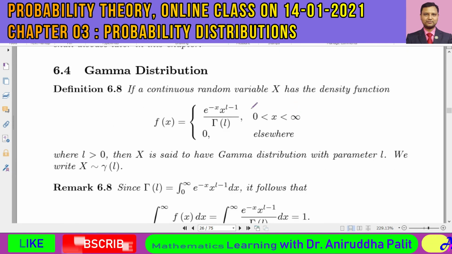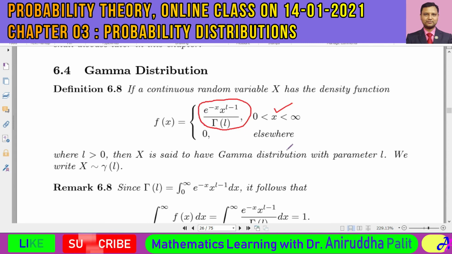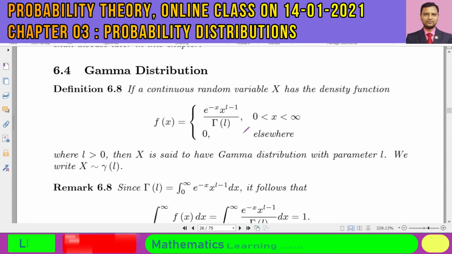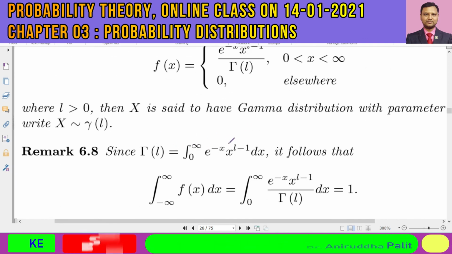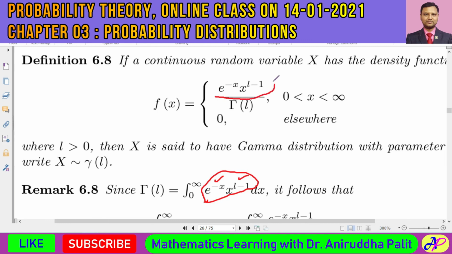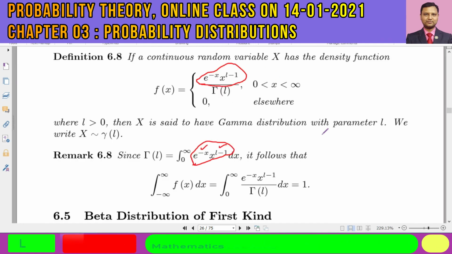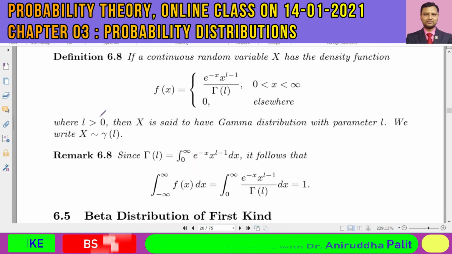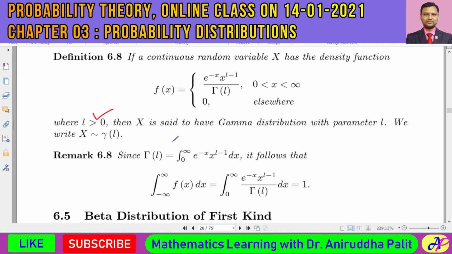Next is the gamma distribution. The gamma distribution has the spectrum from 0 to infinity, and the density function is e to the power of minus x, x to the power of l minus 1, divided by gamma of l. The gamma function is the integral of e to the power of minus x into x to the power of l minus 1 dx, and the same expression has been taken as the numerator, so it is easy to remember. This is called the gamma distribution with parameter L, where L is always a positive real number. You can check that the integral of f(x) dx is equal to 1 here.